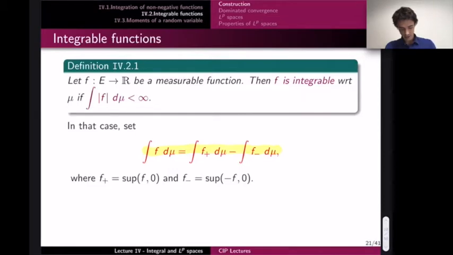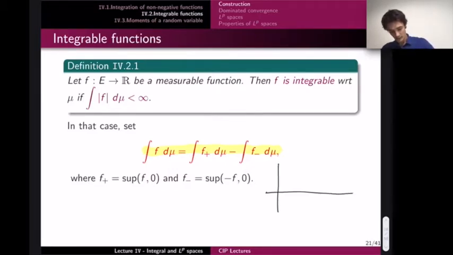We will say by definition, the integral of f d mu, for any measurable function with values in R which satisfies this, is the integral of f plus d mu minus the integral of f minus d mu, where f plus, I've already introduced this notation before, is given by this formula and f minus by this formula. Let me draw a quick picture which should help you to understand what I'm talking about.